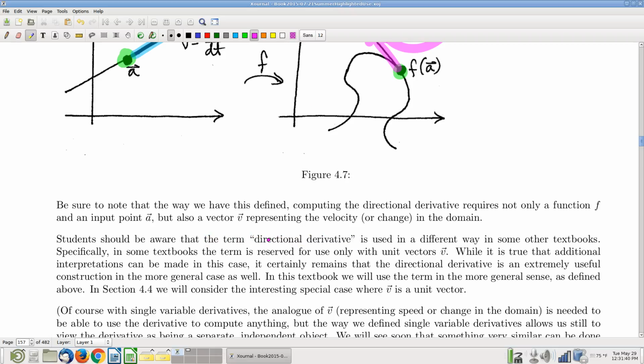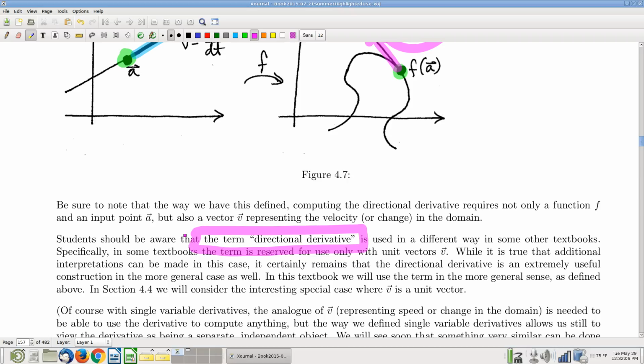Now, I do want to talk a little bit about the term directional derivative. It does not mean the same thing to everyone, unfortunately. There's a little bit of multiple usages, let's call them, of this term. So I like the term directional derivative as I've defined it here. No surprise. But let me tell you what the other point of view is.